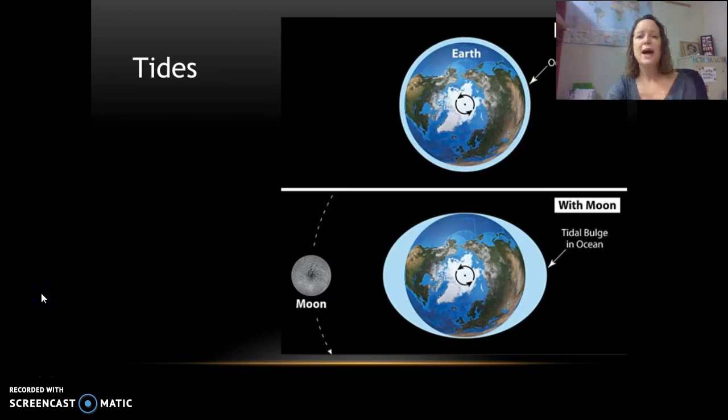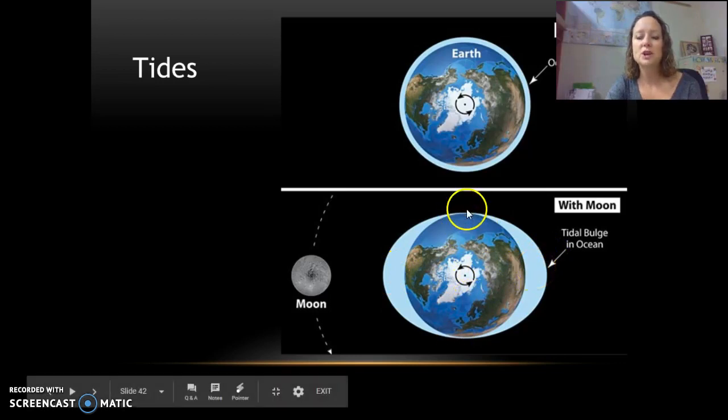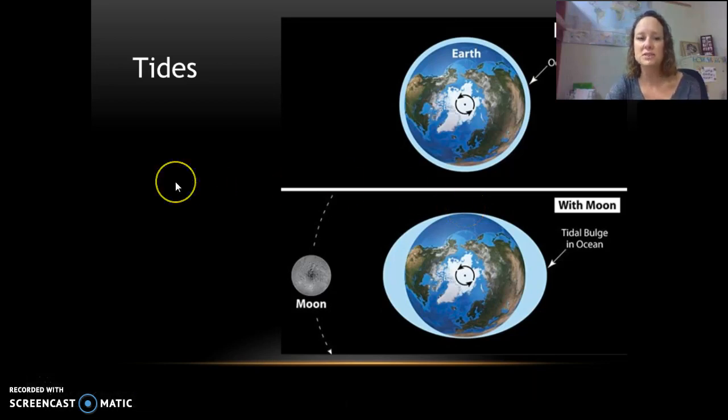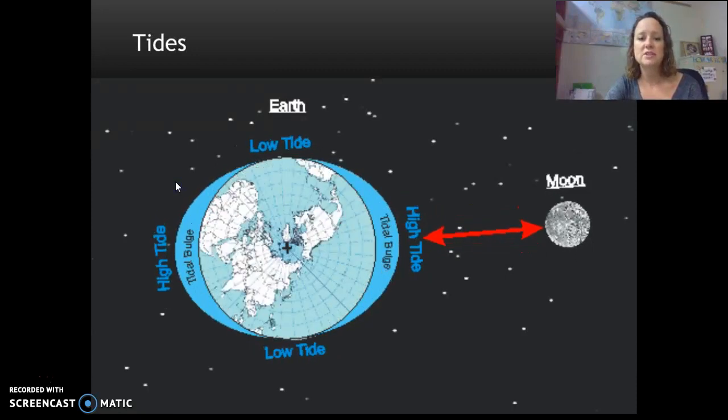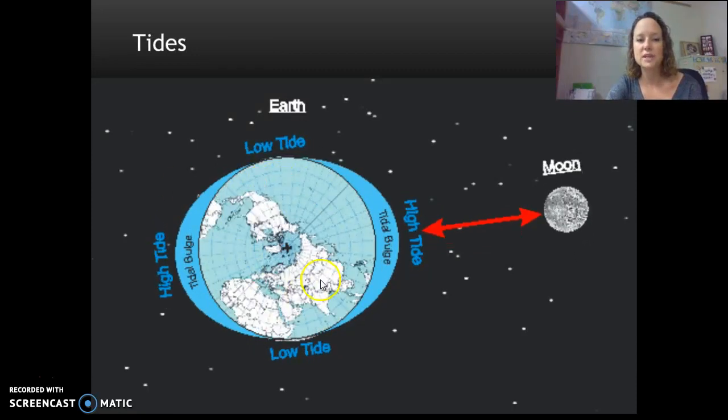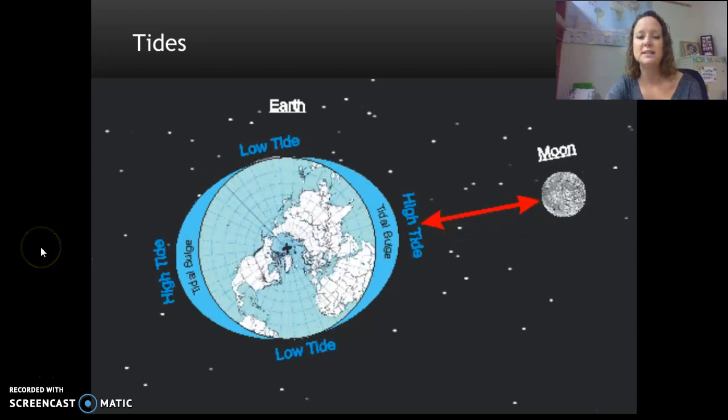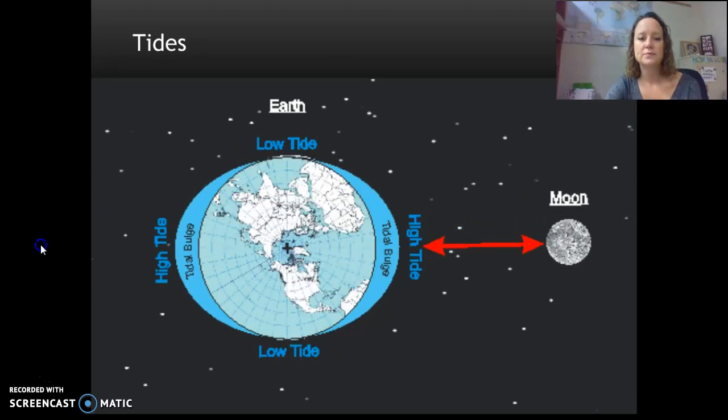All right, so what happens on the side facing the moon and the side facing away, there are two high tides, and the two opposite sides would be low tides. So as the Earth rotates on its axis, it moves through each of those tides. So during high tides at the shoreline, the waves are going to come in a little bit further. During low tides, the waves are pulled a little bit further out. So here's another animation where you can see how the Earth is rotating through each of those tides.